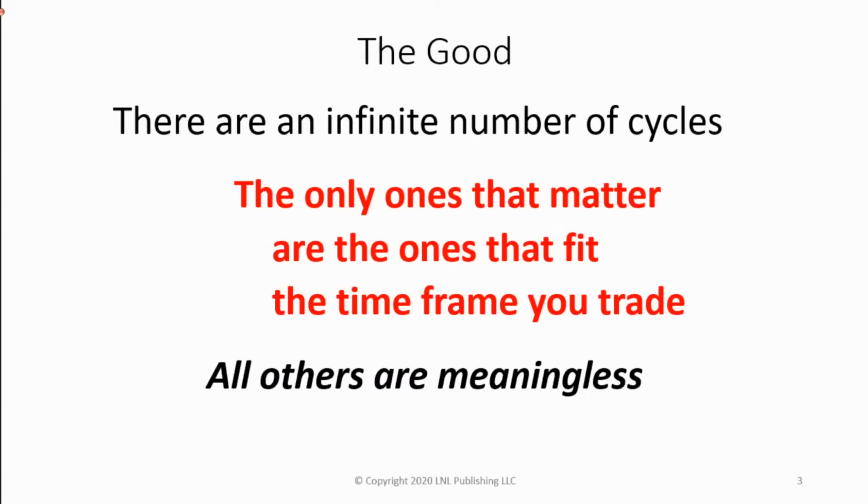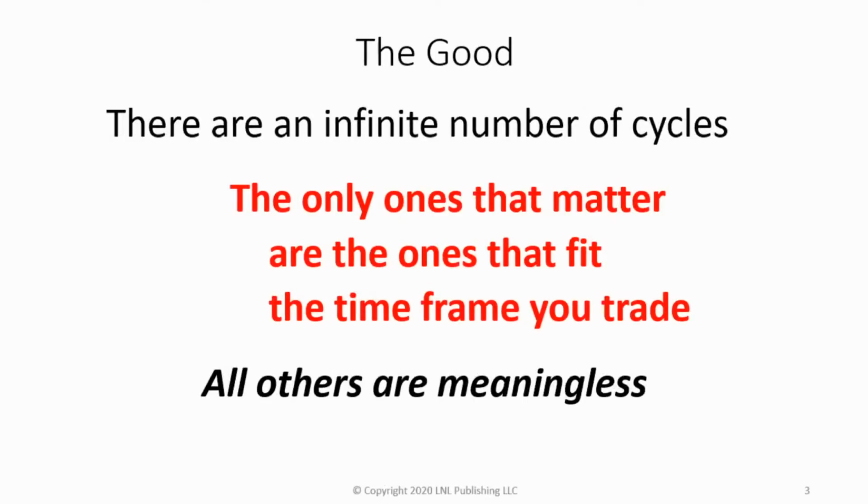The good is that there's a tremendous number of cycles, but this is a really big takeaway for traders: the only cycles that matter are the ones that fit the time frame you trade. If you're a short-term trader, forget a 39-month cycle. It has no relevance to what you're doing. All other cycles are meaningless. Forget about all the abstract stuff. Whatever your time frame is, if you're a long-term trader, then work on those cycles. But to really make cycles work for you, you've got to use the ones that fit the time frame you trade. Until you figure that out, you're going to have a lot of confusion with cycles.